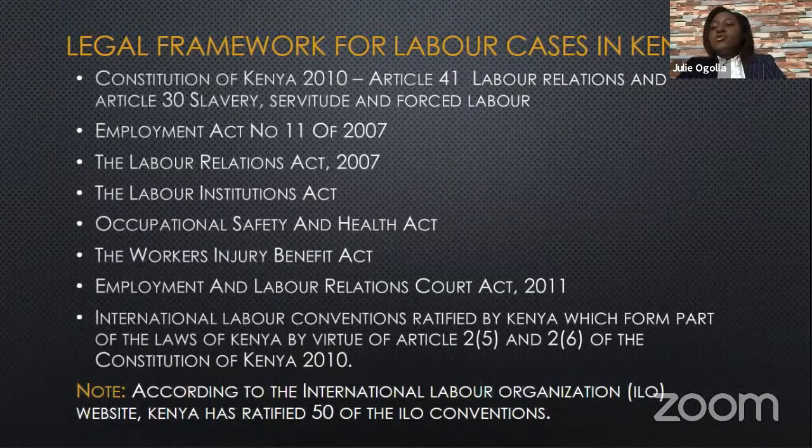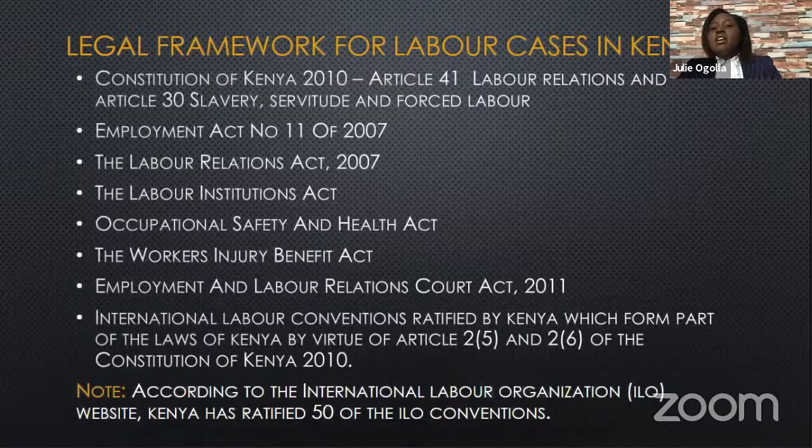We know that due to the promulgation of the Constitution of Kenya 2010, two courts have been instituted that have the status of the High Court, which are the Employment and Labor Relations Court and the Environment and Land Matters Court. So we then have the International Labor Conventions, which have been ratified by Kenya. We also understand that if an international convention is ratified by Kenya, it forms part of the law of Kenya. That is by virtue of Article 25 and 26 of the Constitution.